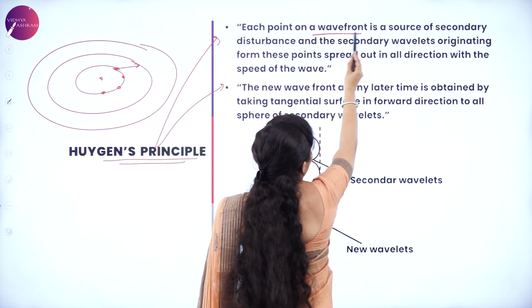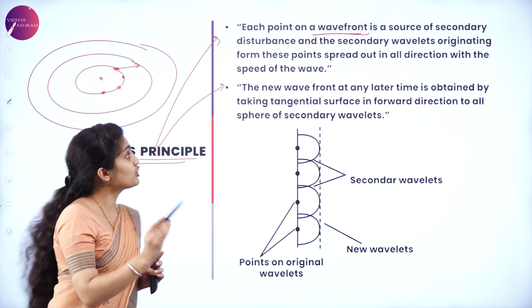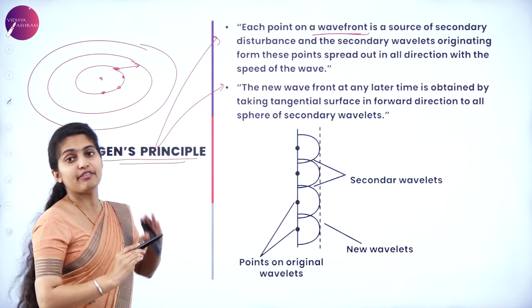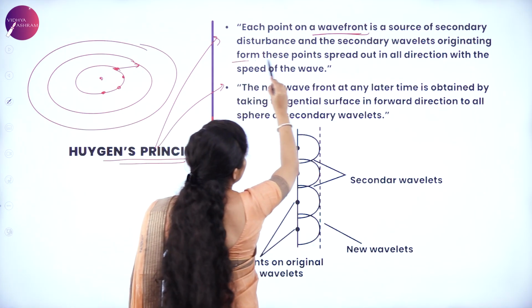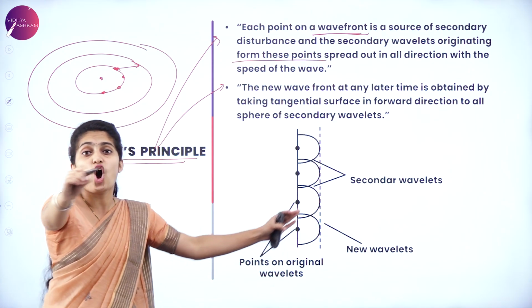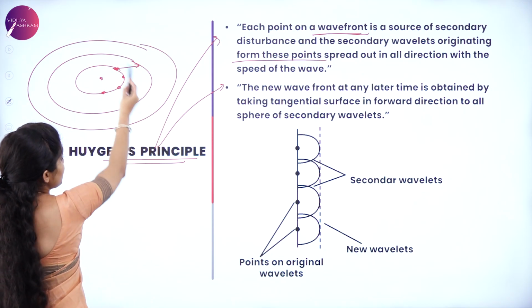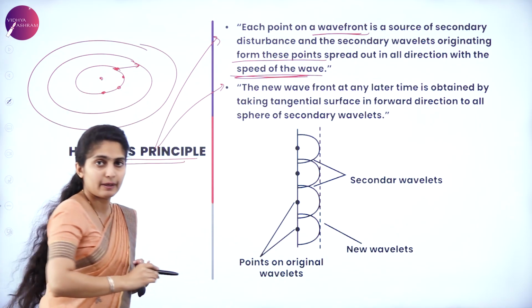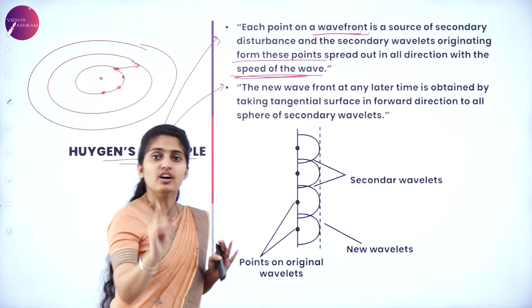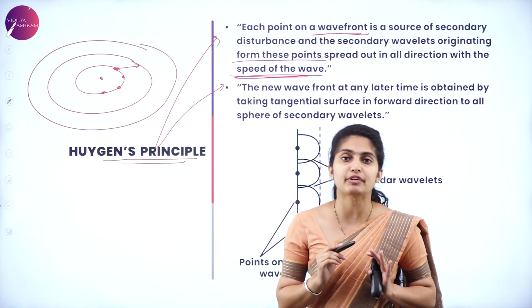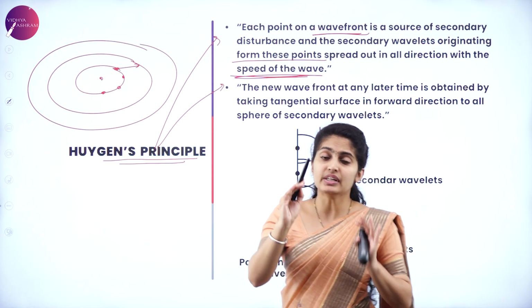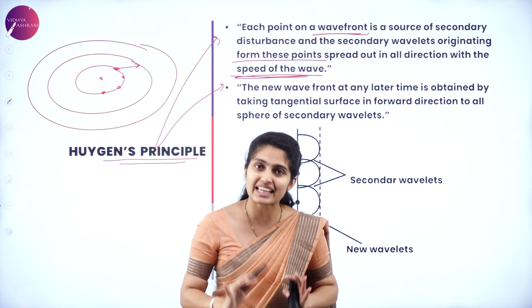Each point on the wave front is a source of secondary disturbance, and the secondary wavelets which originate from these points spread out in all directions with the speed of the wave. Understood? So this is the first principle given by Huygens. Having the first principle, now we are going to explain the second principle.